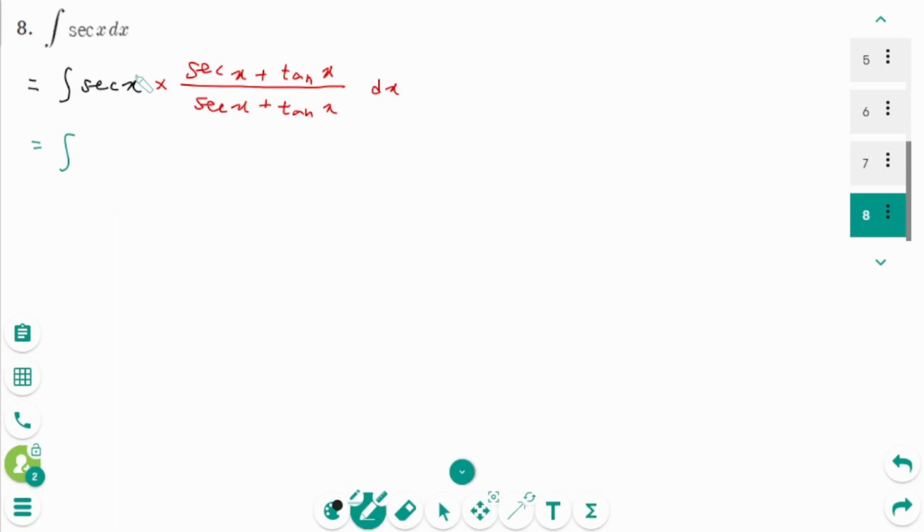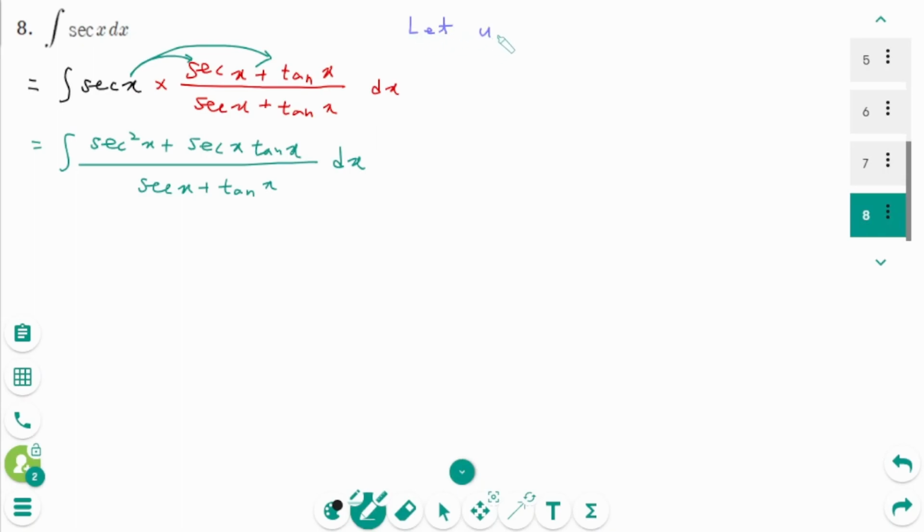Expand the numerator: secant squared x plus secant x tangent x over secant x plus tangent x dx. Now you can use U substitution. Let u equal secant x plus tangent x, then du equals secant x tangent x plus secant squared x dx.